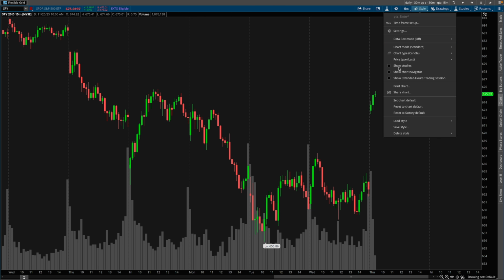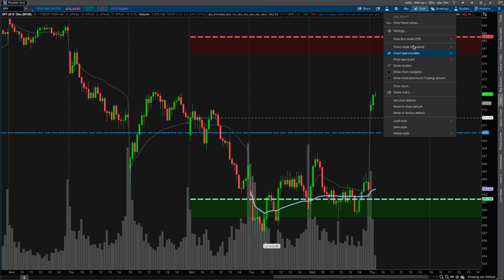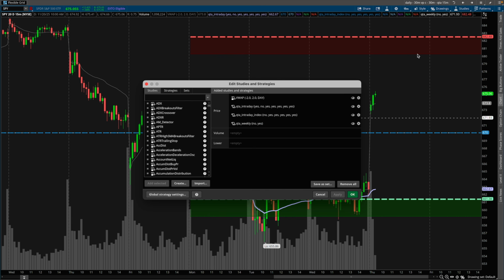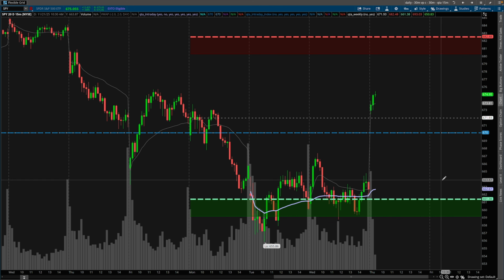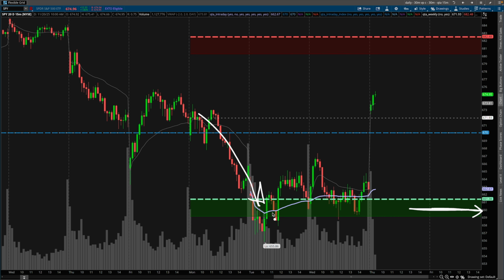If I turn off all of my studies, this is a clear chart. This information is coming straight from the Quant Trading App studies. I'm just copying and pasting the code right into the Thinkorswim platform, and it is actually drawing all of the levels on the chart for me. So that means I already knew at last week's close that 660 was likely to be possibly a target for shorts, but B, most likely to be a strong support level.